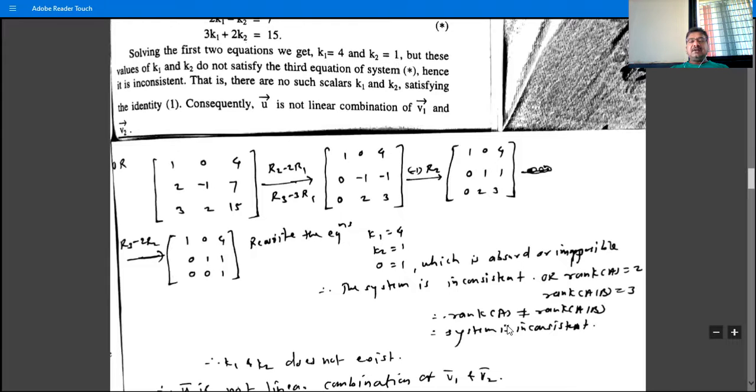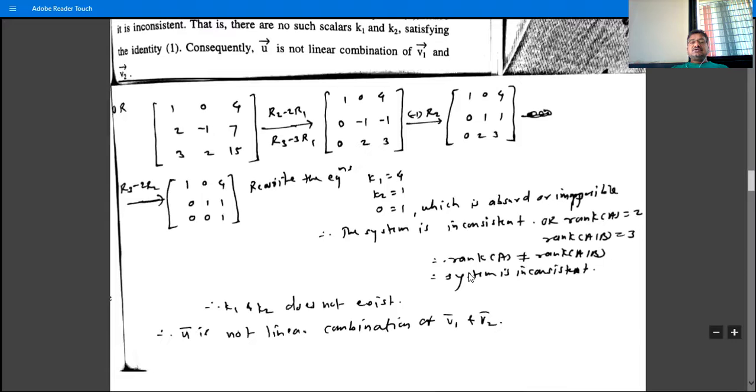And then after rewriting the equation, we have the solution of the system. But if the rank of A is not equal to the rank of AB, then we say the system is inconsistent. So there is no need to find the values of the unknowns K1, K2, K3, K4, whatever may be there. If the rank of A and the rank of AB are not equal, it means the system is inconsistent, meaning the values of K1, K2, K3, K4, whatever the equation contains, do not exist.